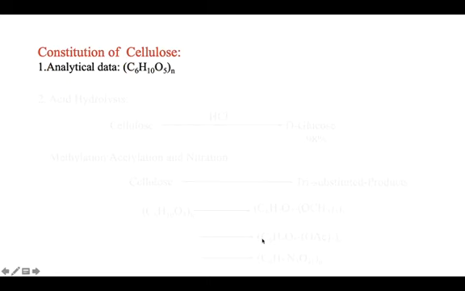Now, to know the structure of the cellulose, as we have discussed in our previous video, there are various ways to illustrate the structure of the polysaccharides, and in this case we are taking the example of cellulose. So first, using the basic analytical techniques, we get that cellulose has a formula of (C6H10O5)n, where n is the number of times the unit is repeated in the cellulose. So from the analytical data, the molecular formula will be n times C6H10O5.